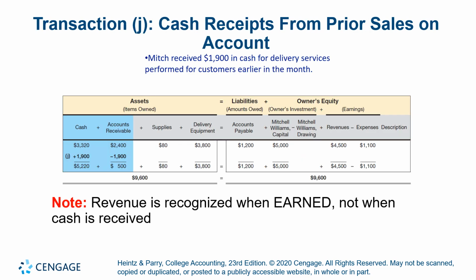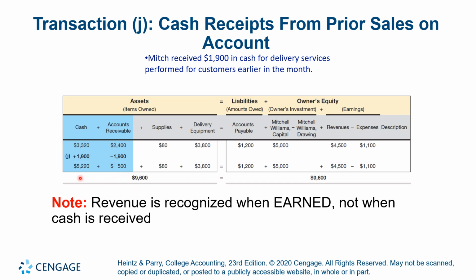In transaction J, Mitch received $1,900 in cash for delivery services performed for customers earlier this month. So the people that owed him money paid him. So as you can see, my accounts receivable here is going to decrease by $1,900. These people don't owe me $2,400 anymore, right? So they made a payment to me, so now all they owe me is $500.